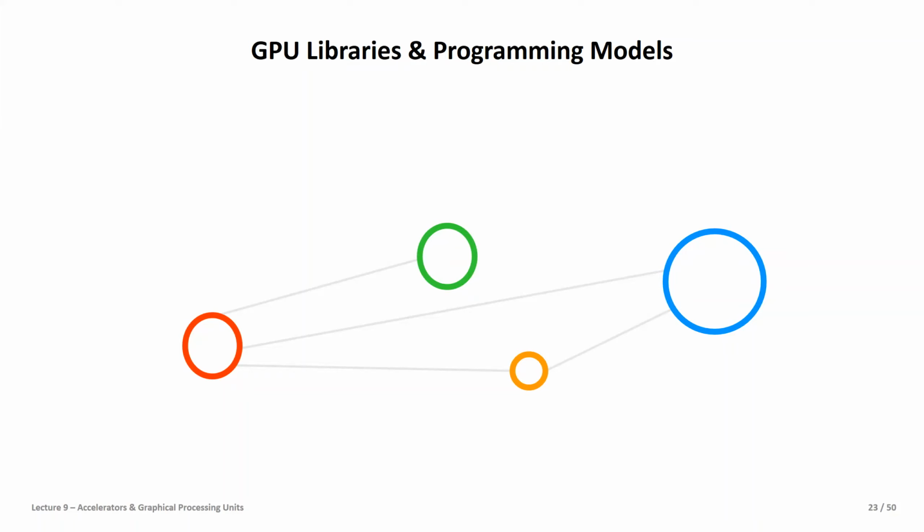Welcome everybody back to Lecture 9 from High Performance Computing. Lecture 9 is about accelerators and graphical processing units. We have seen in the first part of the lecture the difference between many-core architectures and multi-core architectures. The multi-core architectures have a couple of very good cores, with high single thread performance and cache hierarchies.